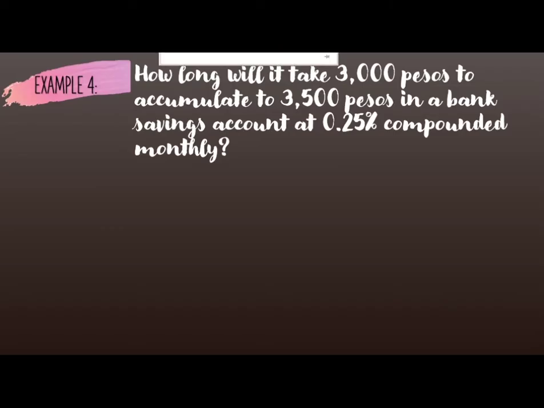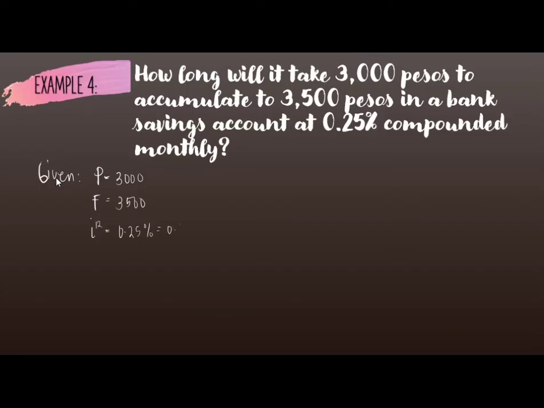Okay, so ano-ano yung mga given dito? So, given. So, yung principal amount is 3,000 pesos. Then, yung future value is 3,500. Then, compounded monthly, meaning yung interest rate natin is 0.25% or 0.0025. Then, yung m is 12. So, hindi natin kayang kunin si n kasi wala naman tayong time. Then, si j naman, o try natin.